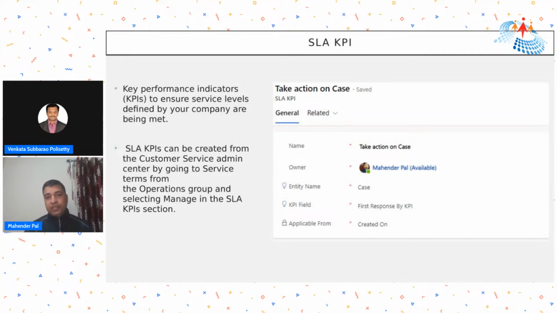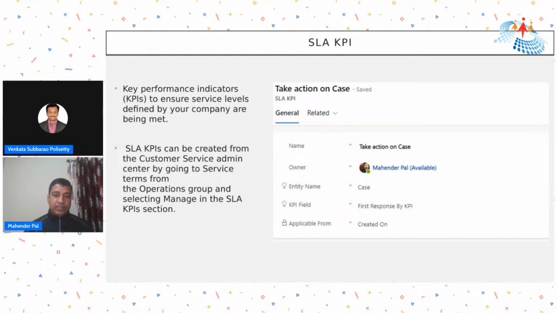Okay, so this is an example of a KPI that is created on the case entity. You can provide the basic details here, like the name of that entity. Whatever entities are enabled for the SLA, you can see all of those entities here in the drop down. And then there will be a set of fields like first response by API. Here you are selecting the date time fields.